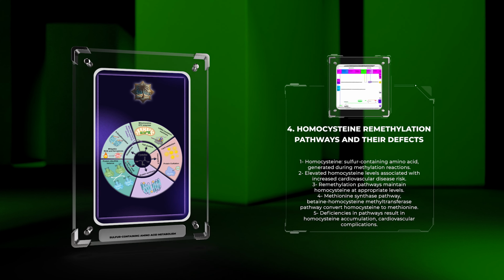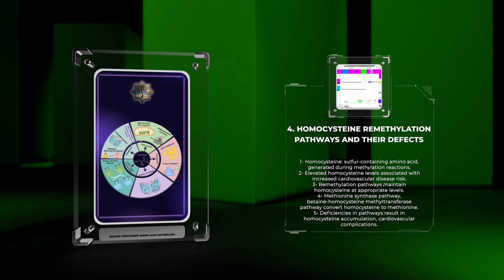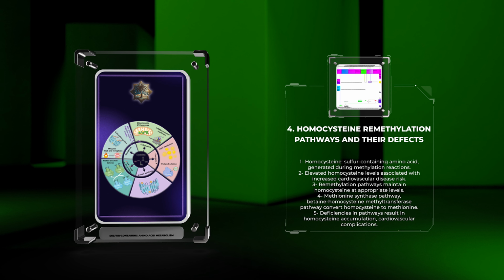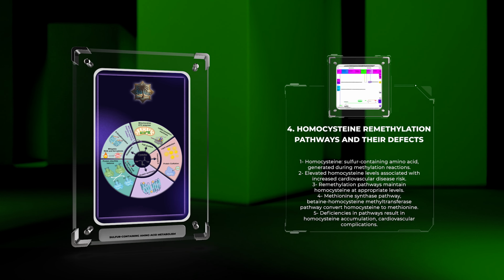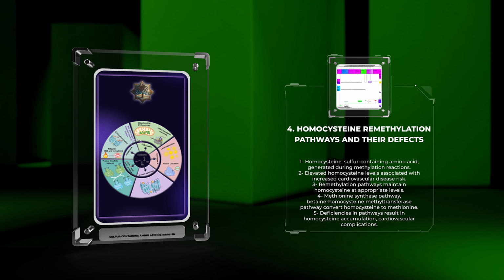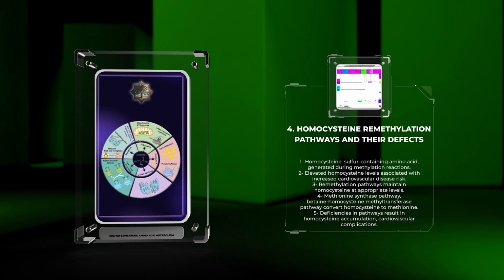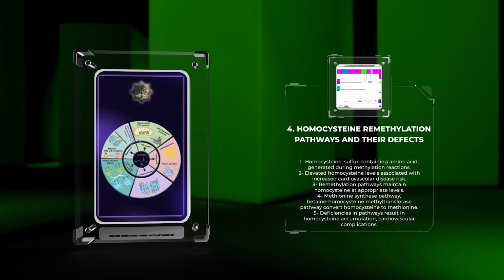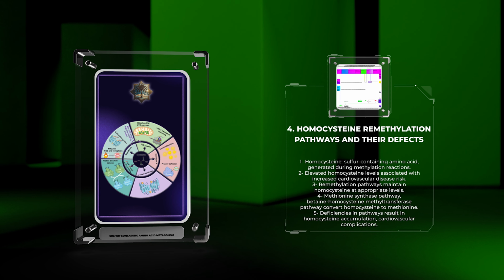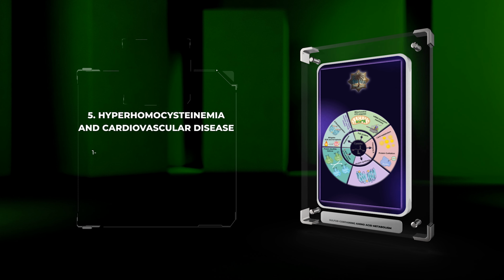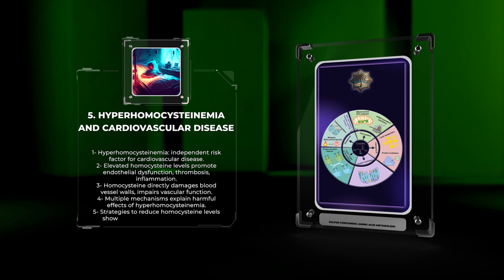The remethylation pathways play a crucial role in maintaining homocysteine at appropriate levels. Two main remethylation pathways, the methionine synthase pathway and the betaine homocysteine methyltransferase pathway, convert homocysteine back to methionine using different cofactors, such as vitamin B12 and betaine. Deficiencies in these pathways, often caused by genetic mutations or nutrient deficiencies, can result in homocysteine accumulation and subsequent cardiovascular complications. Hyperhomocysteinemia has emerged as an independent risk factor for cardiovascular disease.